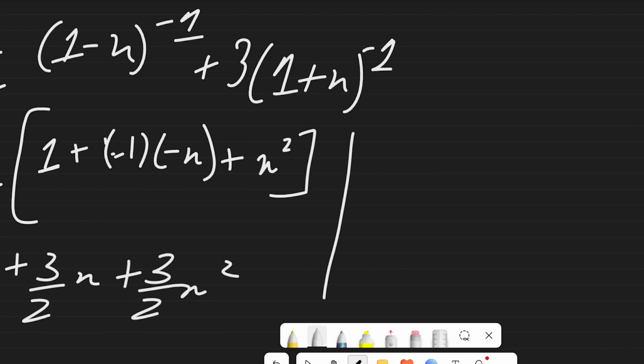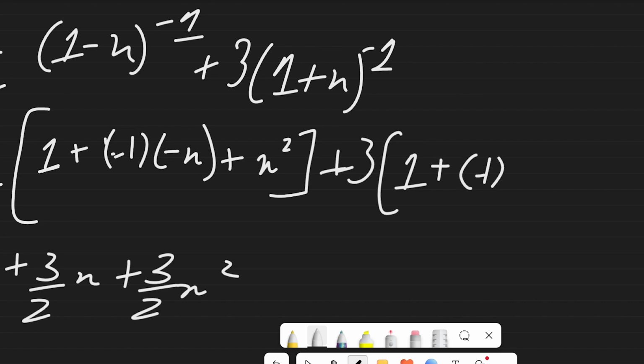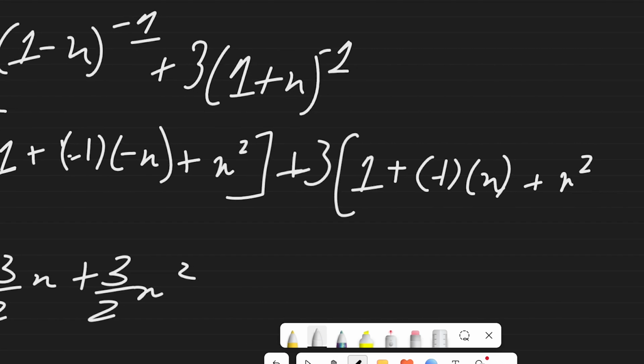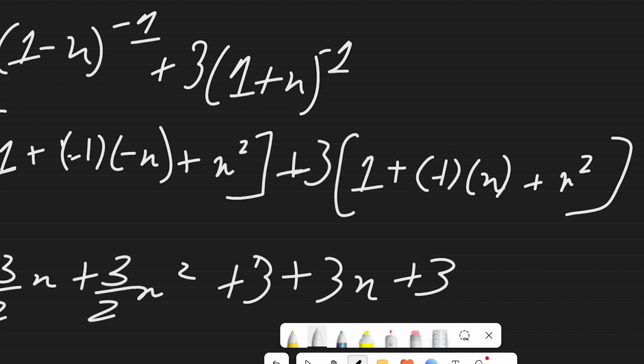And for this term we still have this over here as it is, the first term as 1. Okay, so we just do 3 and we expand, and it would be 1 plus minus 1 times positive x this time, and the next term would be positive x square. Okay, so that is it for this expansion. Then we would just multiply it out, 3 plus 3x plus 3x square.